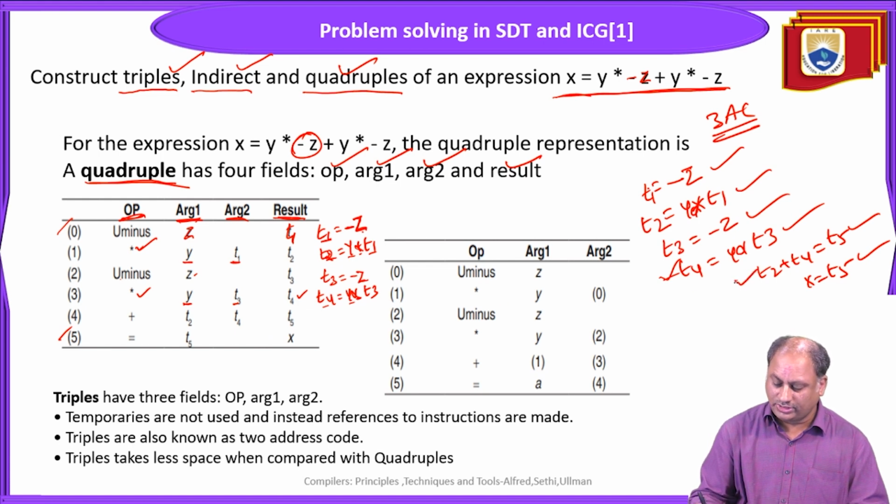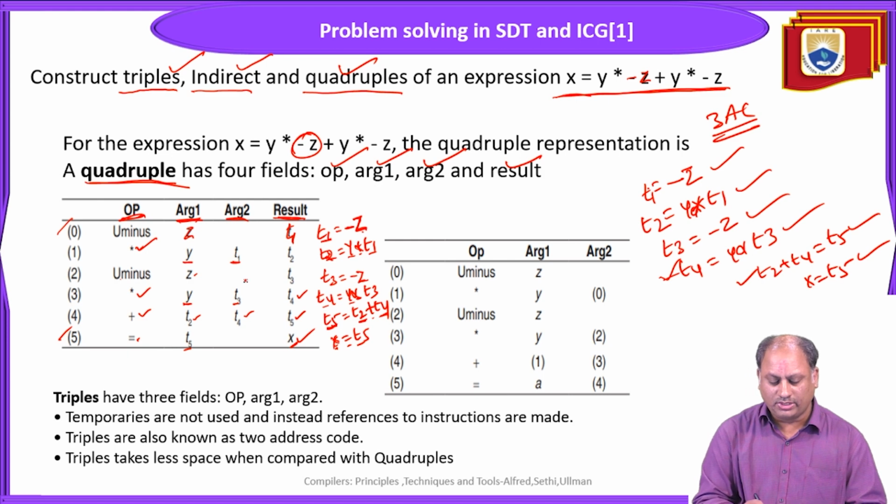And for the fourth one, T5 equal to T2 plus T4. The result is stored in T5, argument 1 is T2, argument 2 is T4, and the operation you are performing is the plus operation. And finally x equal to T5. Here T5 is the only argument 1, there is no operator other than assignment, so you can take it as the assignment operator, and the result is stored in x.